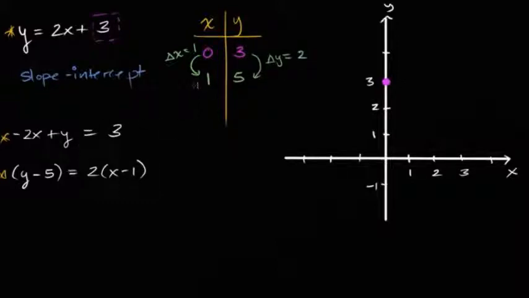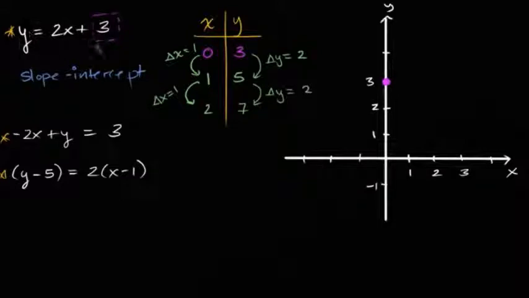Let's do that again. Let's increase our x by 1. Change in x is equal to 1. So then if we're going to increase by 1, we're going to go from x equals 1 to x equals 2. Well, what's our corresponding change in y? Well, when x is equal to 2, 2 times 2 is 4 plus 3 is 7. Well, our change in y is equal to 2. When x went from 1 to 2, y went from 5 to 7. So for every 1 that we increase x, y is increasing by 2.